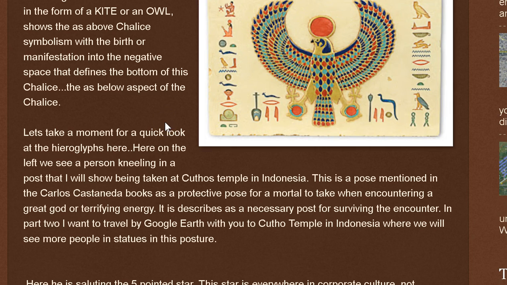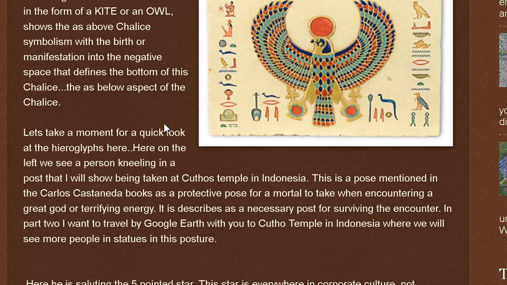Here he is saluting the 5-pointed star. This star is everywhere in corporate culture, not because they don't have any imagination and can't think of other logos, but because Ra worship is still very fanatically followed. It seems that Isis is also worshipped, but she might also be mocked, but still her symbolism is everywhere one looks if you know how to see it.